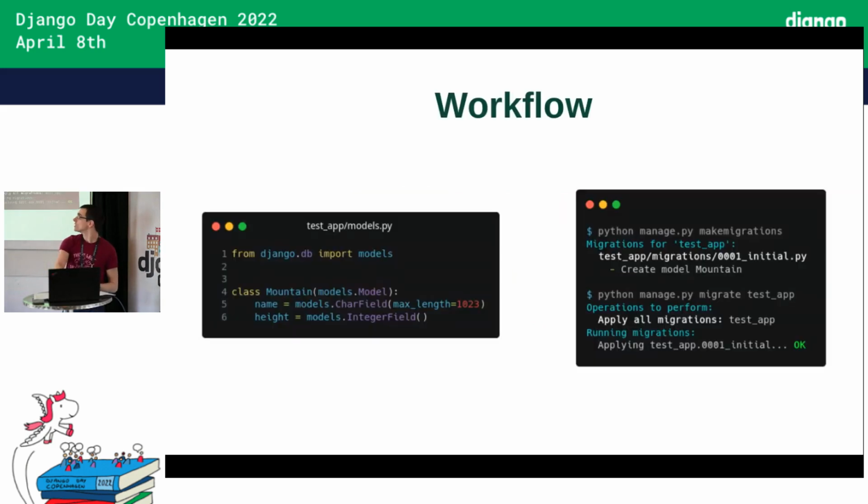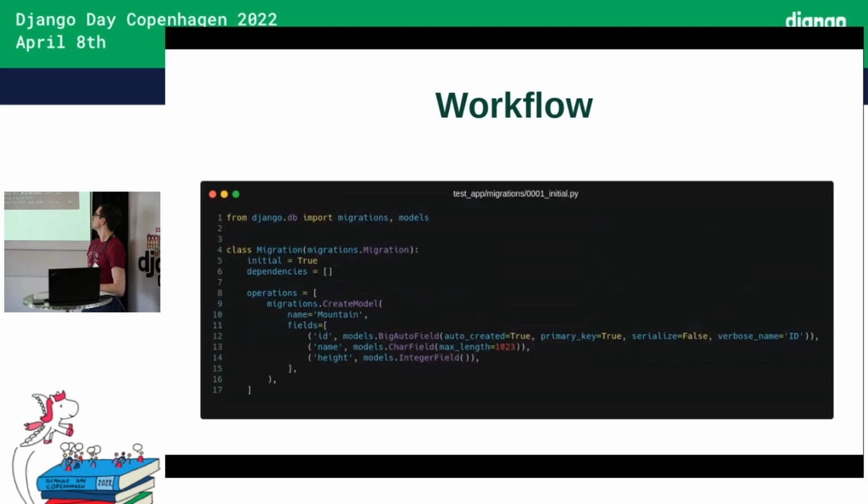The standard workflow for changing your data definition has 3 steps. First, make a change. In this case, we are adding a new model called Mountain to our test app. Second step is to generate a new migration file by running the makemigrations command. A new migration file describes changes that we made in models and changes that are needed in the database structure. They are not exactly the same, so we have here 2 different layers, changes in models and changes in a database structure, and differences between them will be quite crucial for this talk. The last step is to propagate changes into your database by running the migrate command. At this point, we already have a new table in the database.